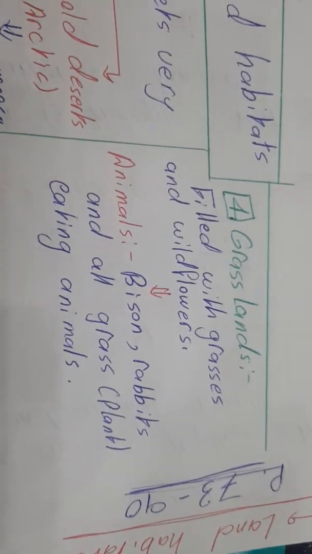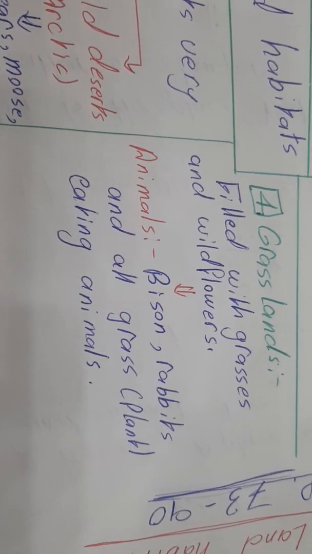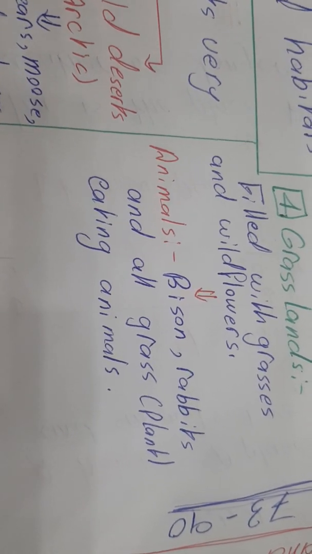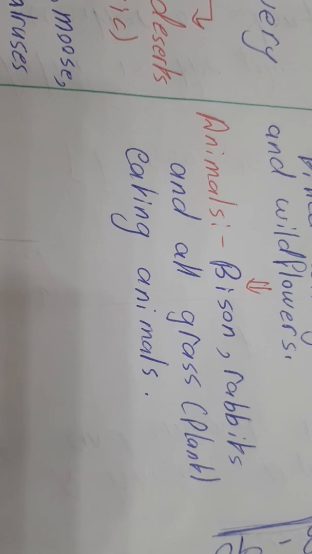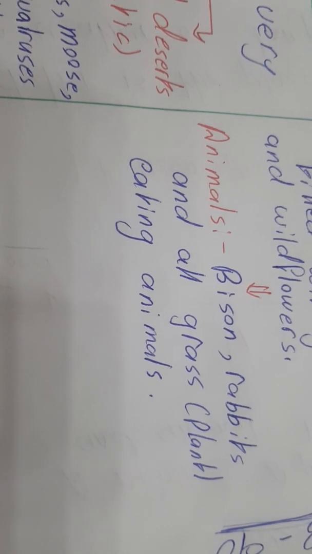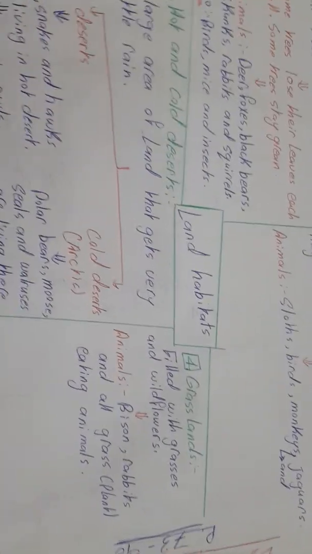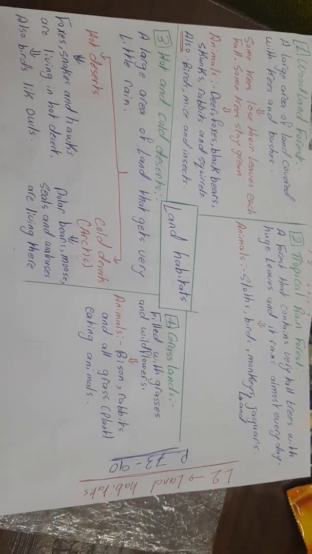The last land habitat that we talked about was grasslands. It is an area that is filled with grasses and wildflowers. Bison, rabbits, and all grass or plant-eating animals are living there. That's all about land habitat. I will try to make it clear.